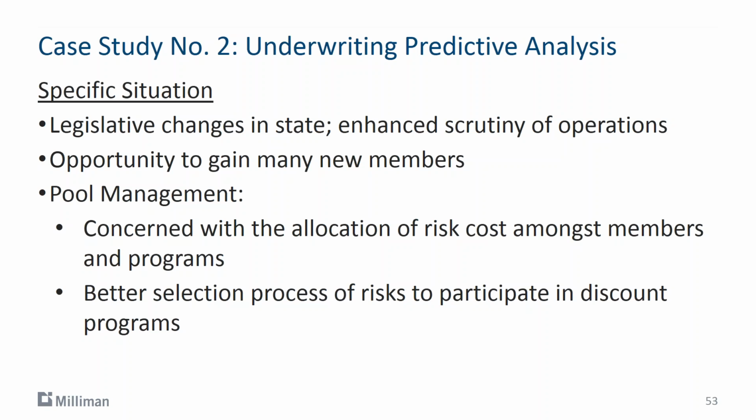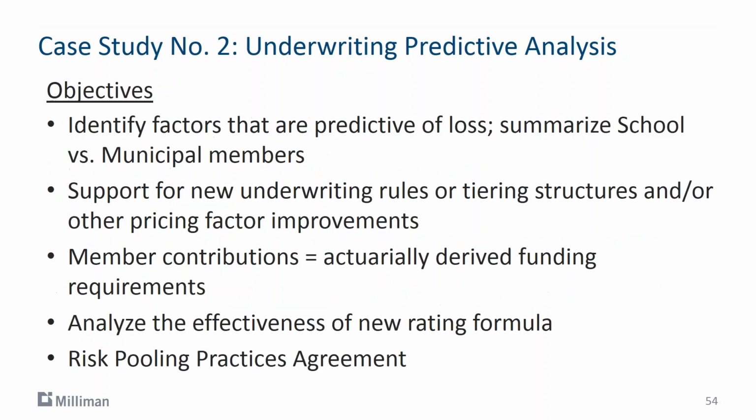They also, as a result of these legislative changes, had an opportunity to gain many new members. So they were going to perhaps add 25, 30% to their pool member base, and they wanted to make sure that they were pricing these risks correctly. And then the pool management was also concerned with the allocation of risk costs among the members and in the programs, and they wanted a better selection process of risk to participate in these discount programs. They were using more of a judgmental approach previously.